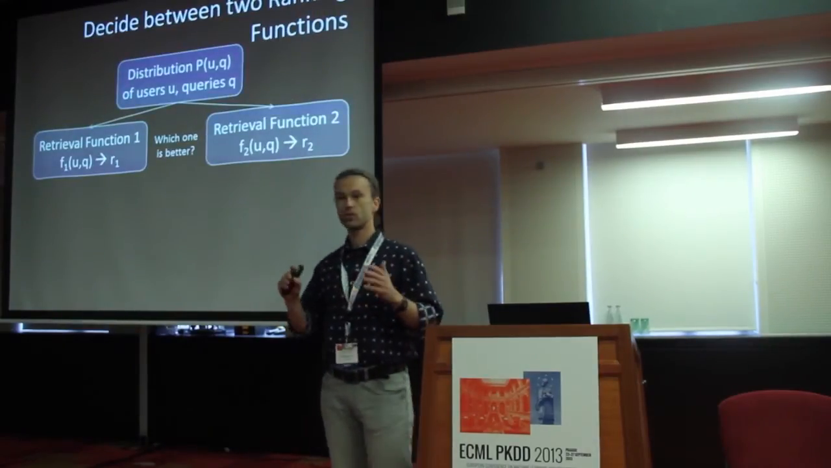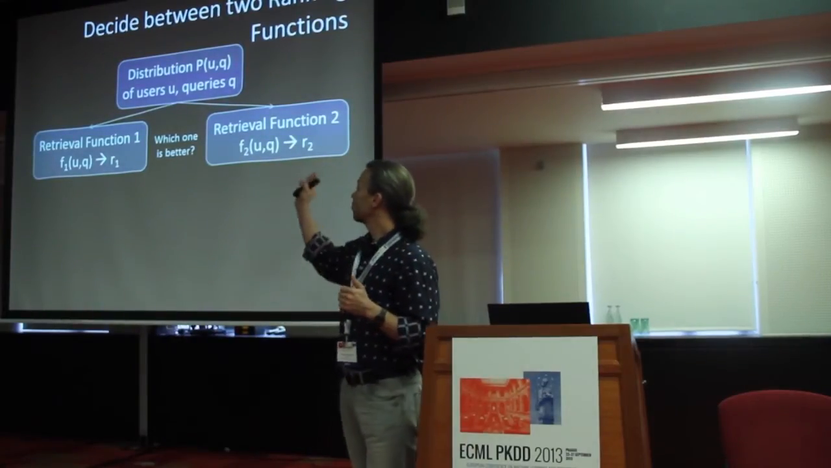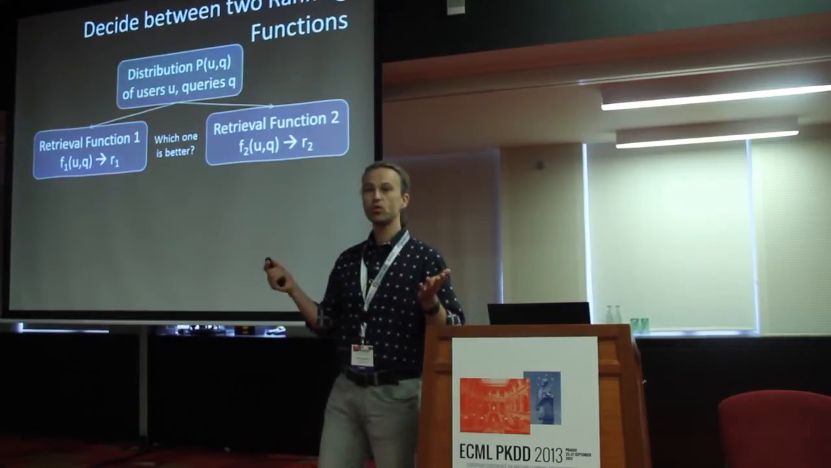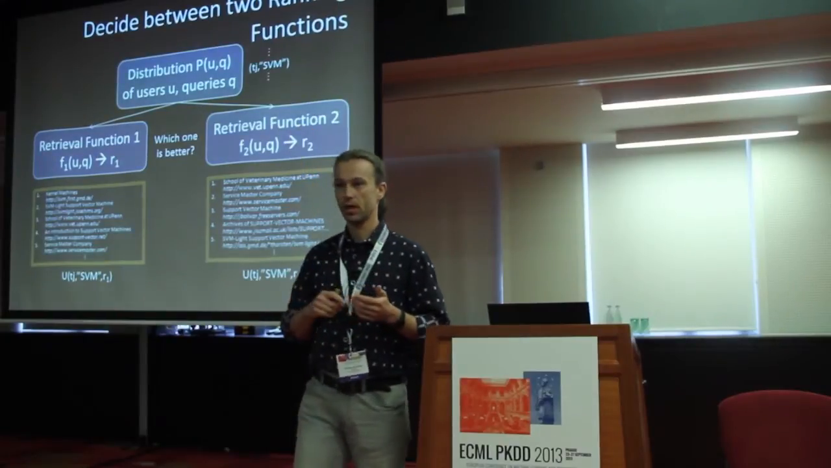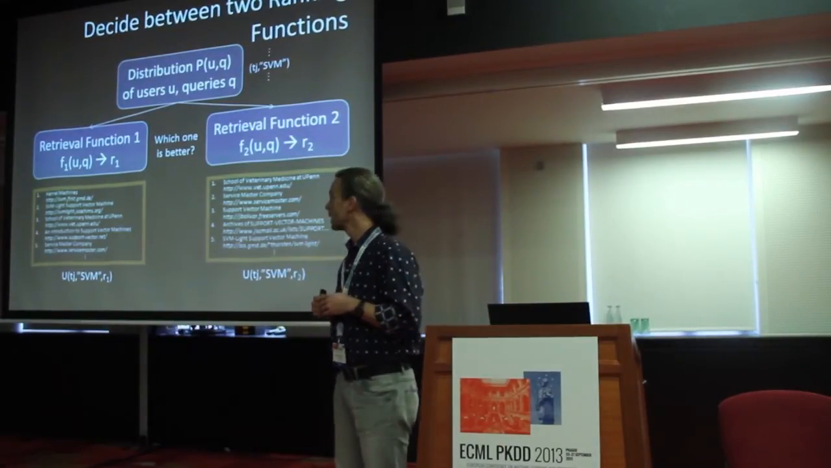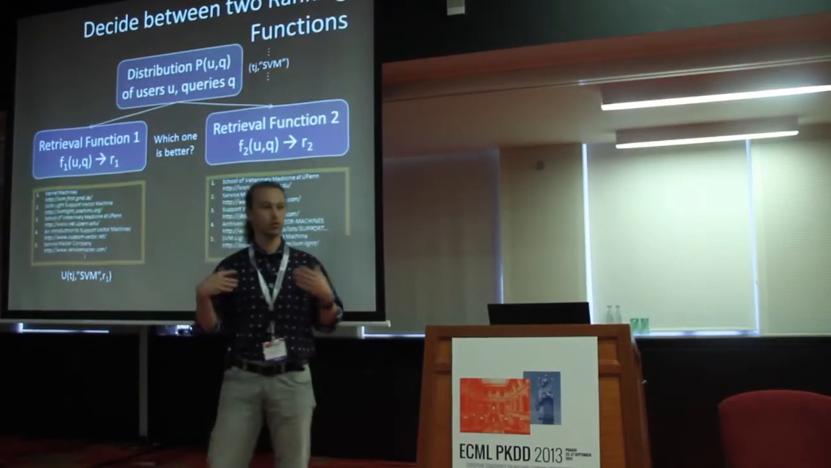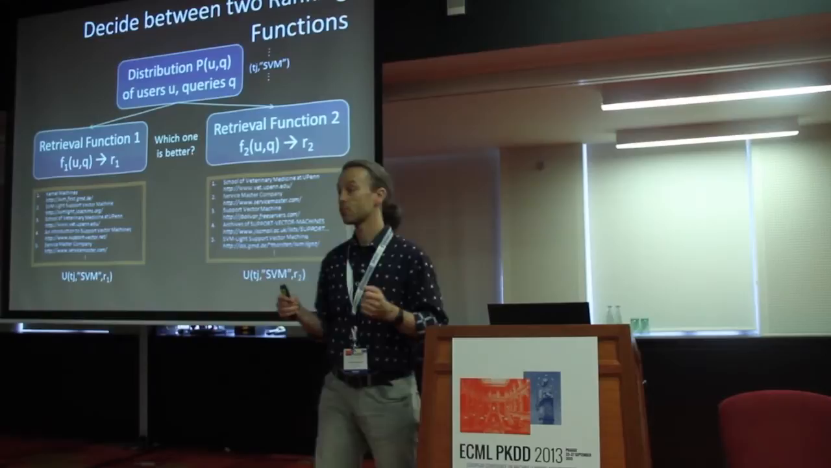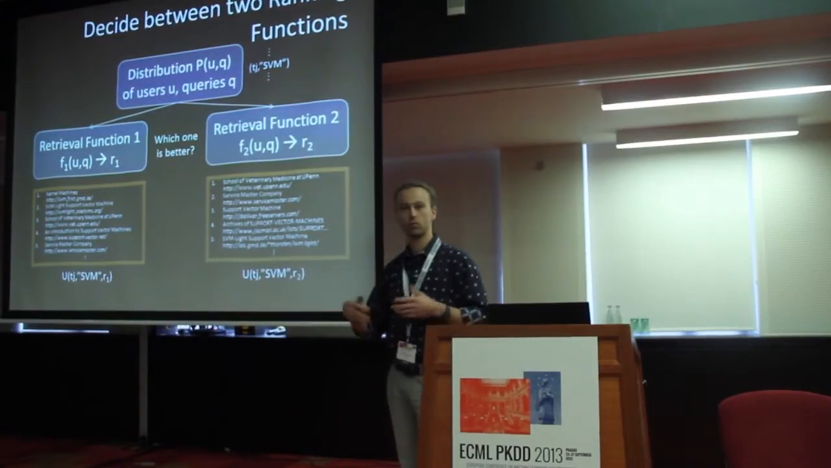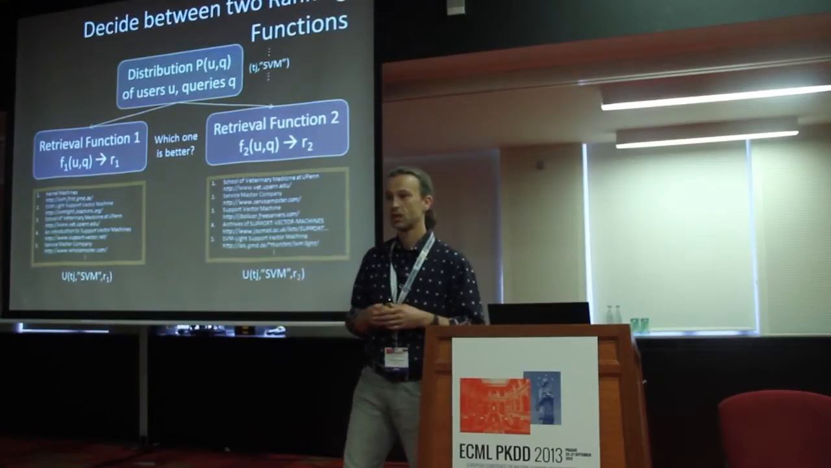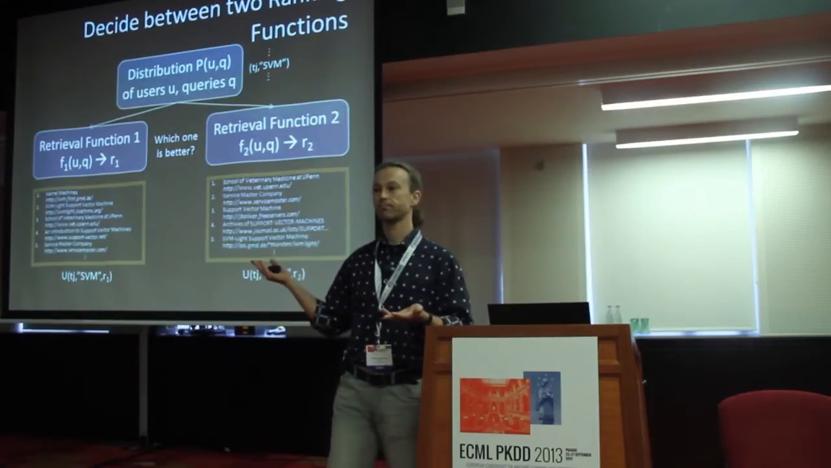And to illustrate this, this is the very simplest learning problem that you could have for a search engine. You have two retrieval functions, and you have a distribution of users, and you just want to decide which one is better. So, for example, here's a random query, TJ issuing the query SVM, and retrieval function 1 produces this ranking, and this ranking has a certain utility to that user, and retrieval function 2 produces this ranking, which has a certain other utility to this user. Now, the simple question is, which retrieval function on average produces better results?